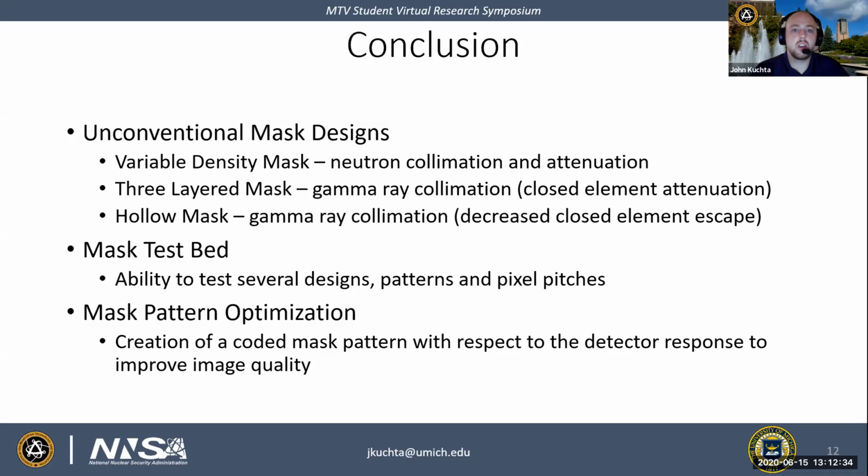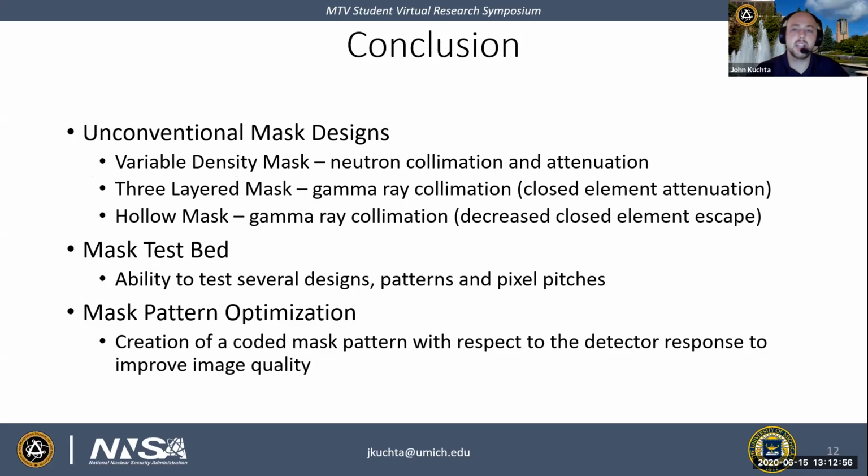And so overall, we're losing this angular resolution, so we need to gain it back. So we're having these unconventional mask designs with variable density for neutron collimation and attenuation, and then we have the two for the gamma ray collimation. The closed element attenuation, really decreasing that admittance through the mask, and then the decreased escape through the mask, which is what the hollow mask was for.